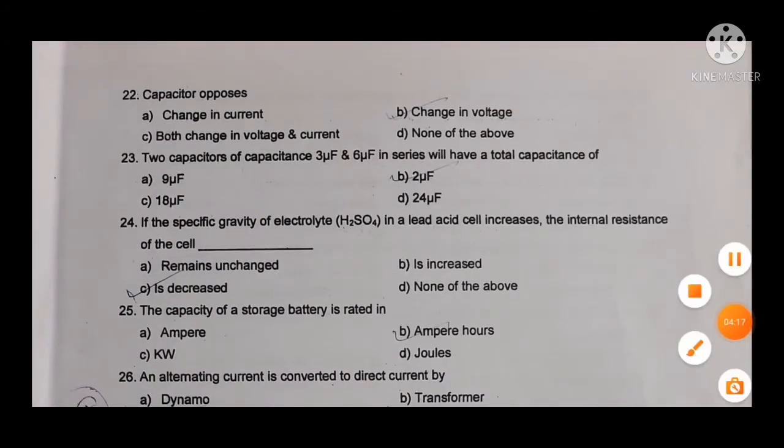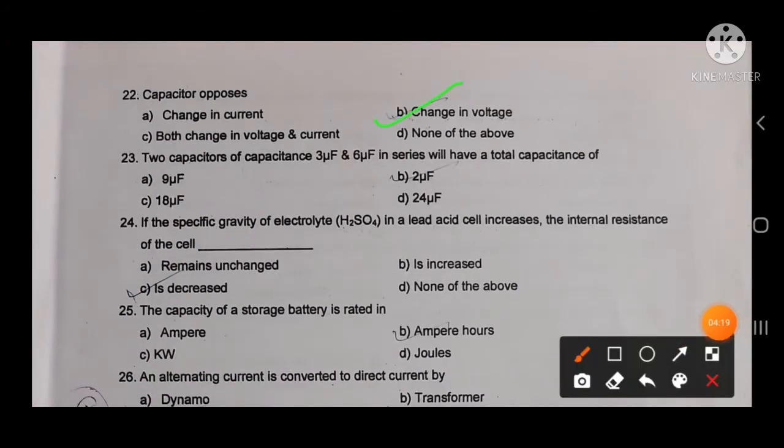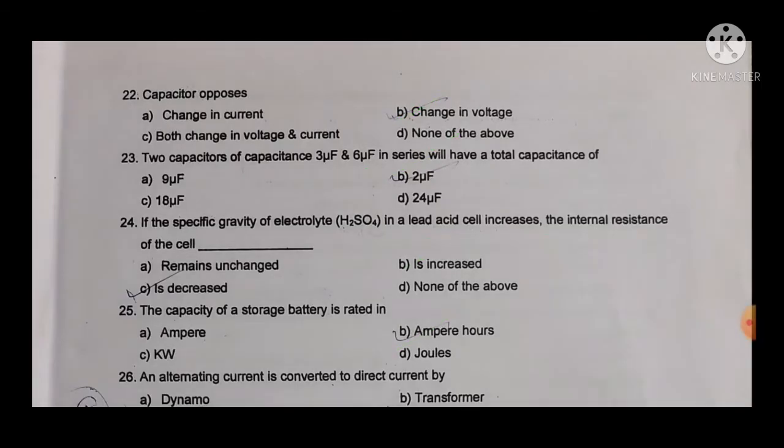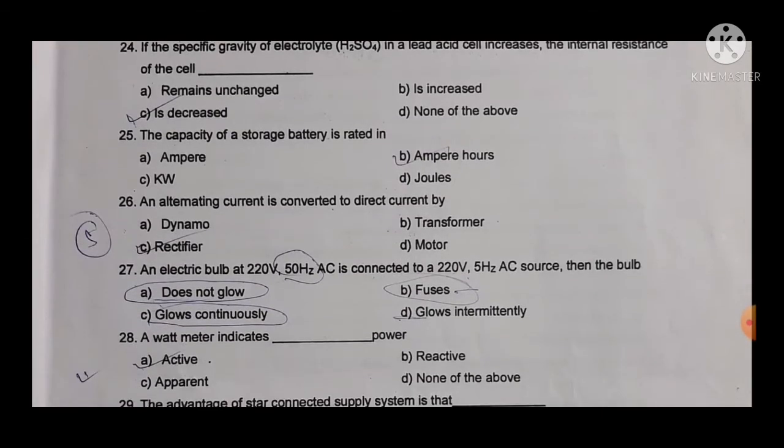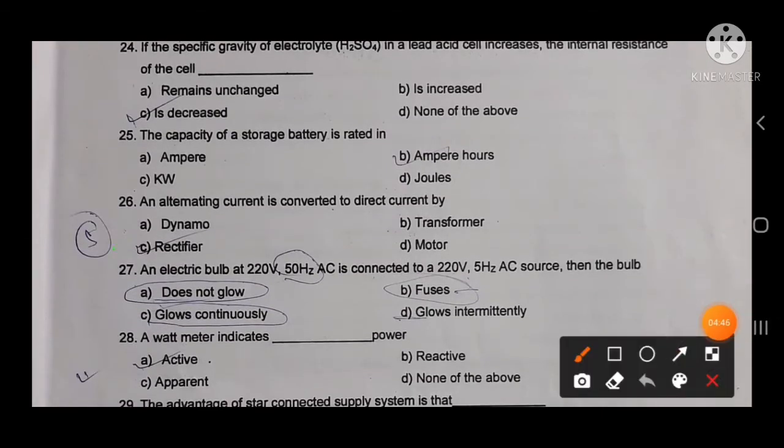Next, a capacitor opposes the change in voltage. Two capacitors of capacitance 3 microfarad and 6 microfarad in series will have a total capacitance of 3 times 6 upon 3 plus 6. The answer is 2 microfarad. If the specific gravity of the electrolyte in a lead acid cell increases, internal resistance also increases. The capacity of a storage battery is in ampere hours. Alternating current is converted to direct current with the help of a rectifier.